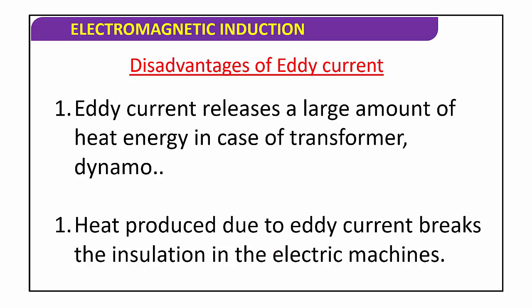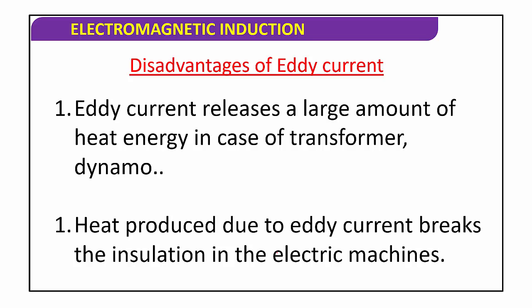So this eddy current has many applications. With that, it also has demerits or disadvantages. The first disadvantage is that eddy current releases a large amount of heat energy in the case of a transformer and dynamo. That heat energy is utilized in the induction furnace, but the same amount of heat energy can damage the transformer or dynamo.